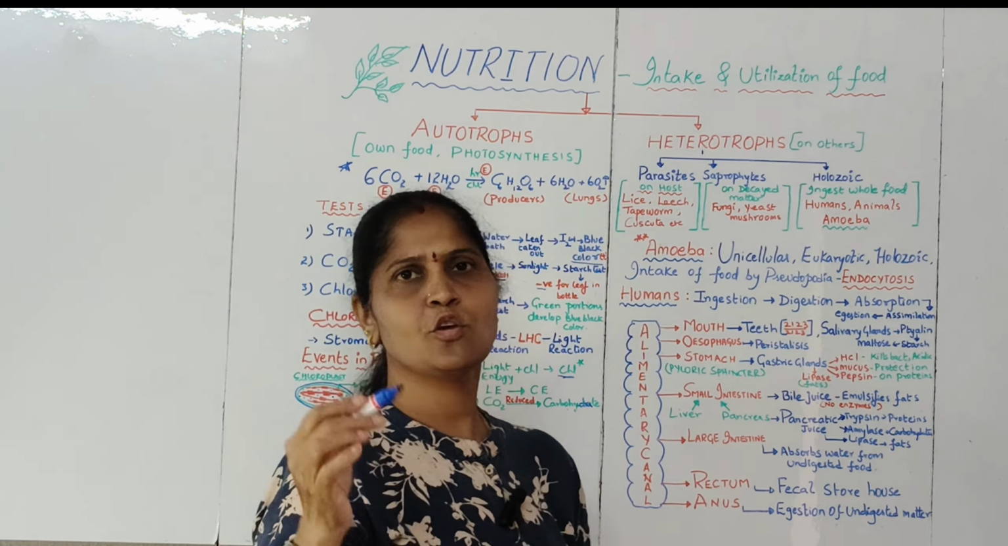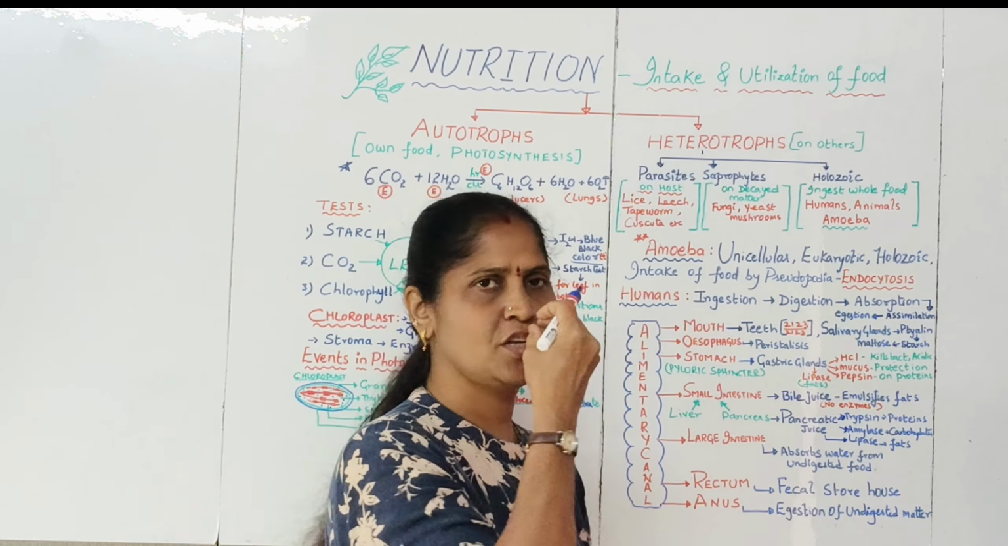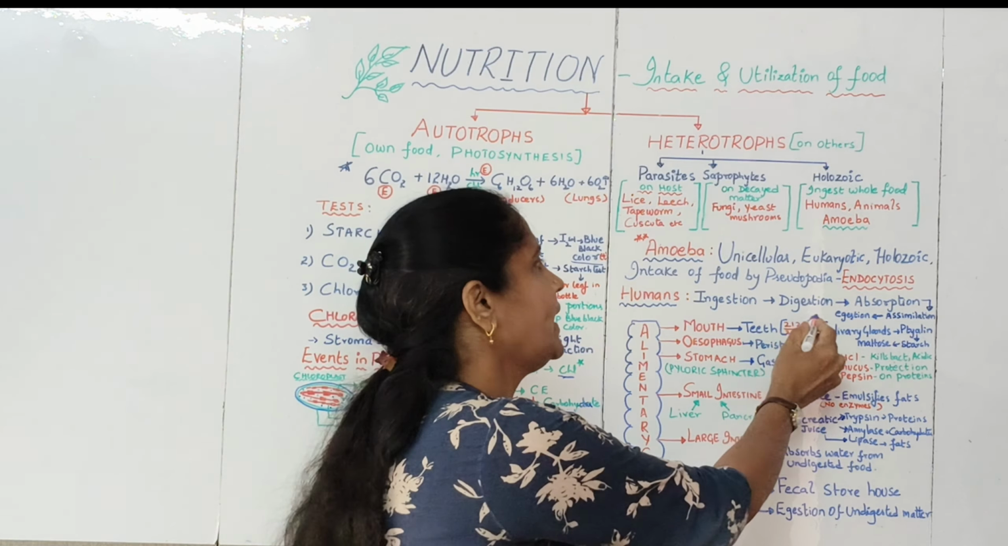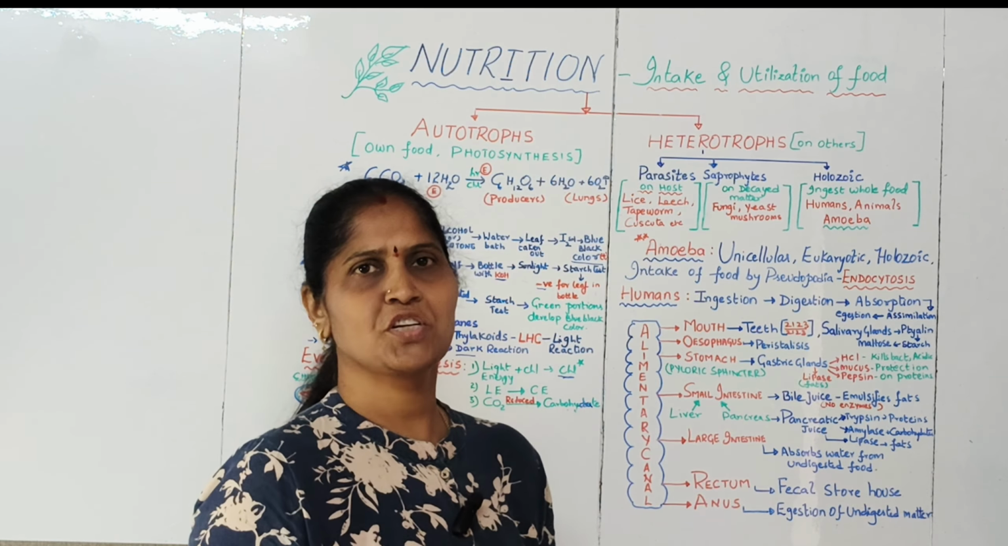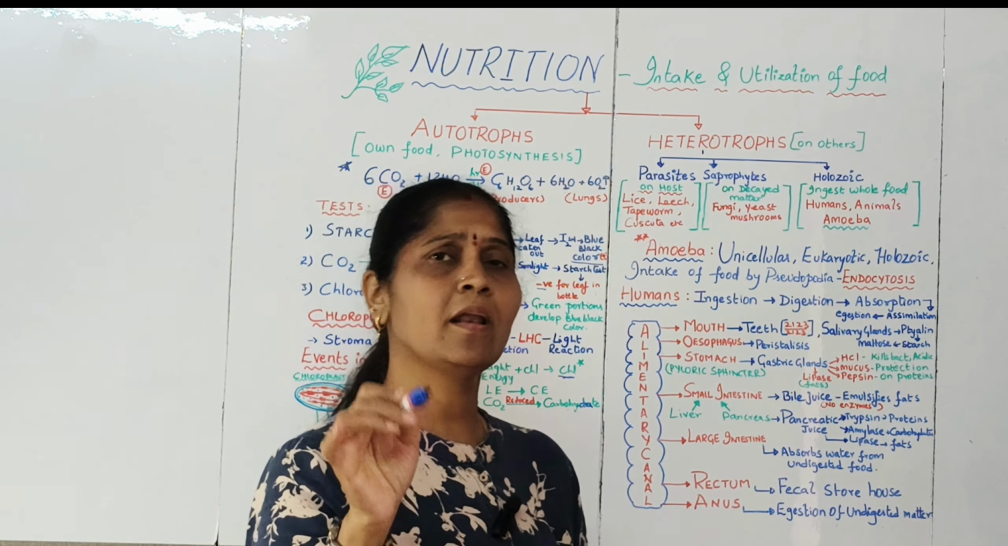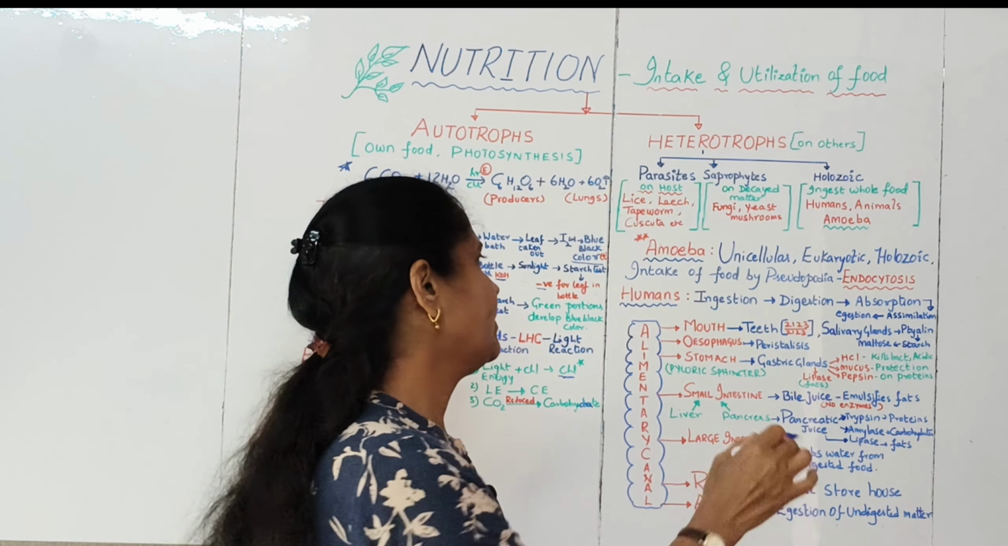Talking about humans, if you remember the different stages in digestion, first is ingestion, you take the food inside the mouth, followed by digestion, followed by absorption, followed by assimilation, and finally egestion. So these are the 5 stages in order. Sometimes they can be asked as a question for the MCQs. So do remember the order.